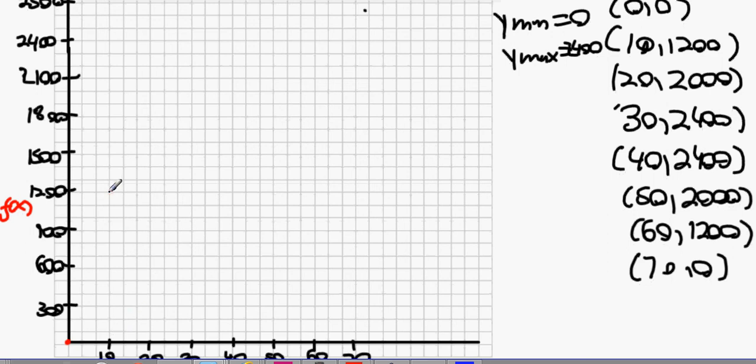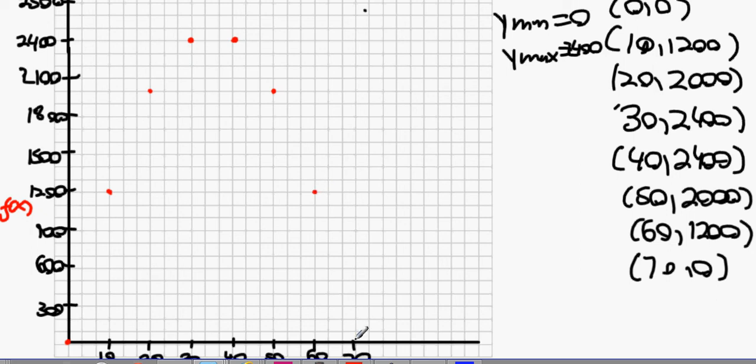Then we're going to have 20, 2,000. Now 2,000 is located here. And then we're going to have 30, 2,400. And then we're going to have another 2,400 here. And then we're going to have 2,000 here. And then we're going to have 60, 1,200. And then finally 70, 0.